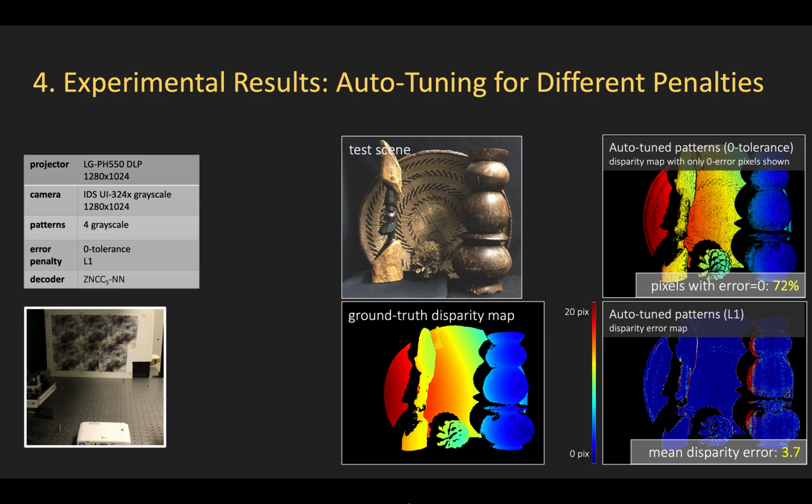We want to draw your attention to the scene used here. It is a very dark scene that contains many variant geometries, like the pine cone on the bottom, and yet more than 70% of pixels are reconstructed without any error.